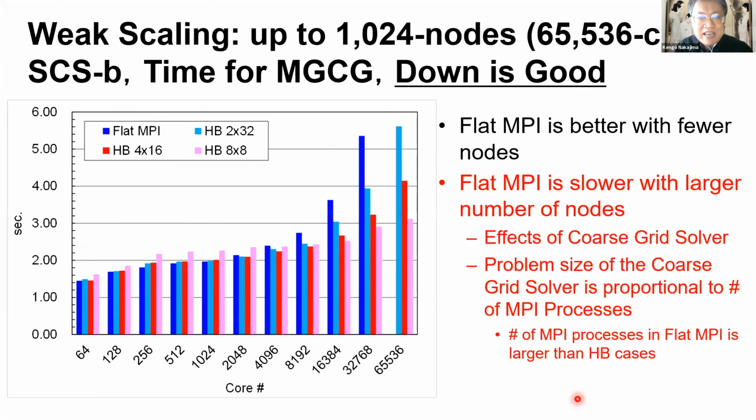This is a weak scaling up to 1,000 nodes for the SCS-B case, and this is also the time for the MGCG. Down is good. Generally it is scalable, but you can see, especially in the case of flat MPI, that we have more computation time. This is mainly because of the effect of the coarse grid solver, which is a very well-known issue. The problem size of the coarse grid solver is proportional to the number of MPI processes, so we have more significant overhead from the coarse grid solver.